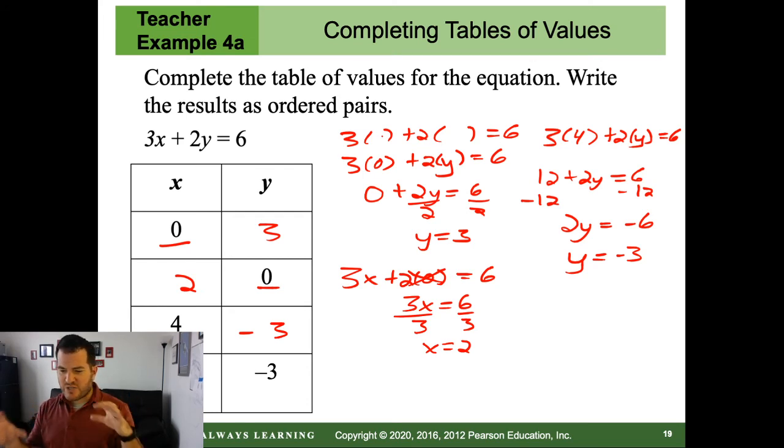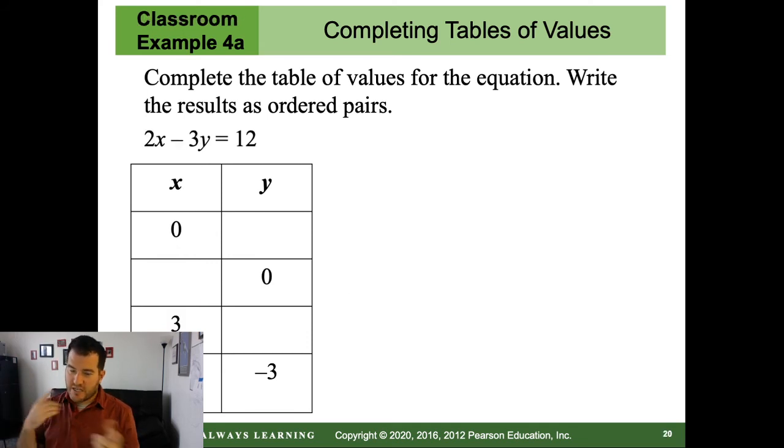So the key that I just want to do here is looking at your equation, figuring out which one is x, figuring out which one is y, figuring out which one do I plug it in for, and then how do I solve for the next one. Take a couple minutes to solve for this guy, and then we'll go through it.